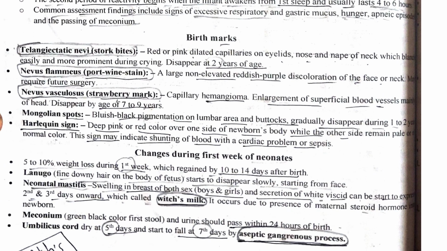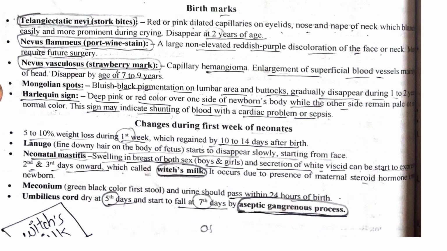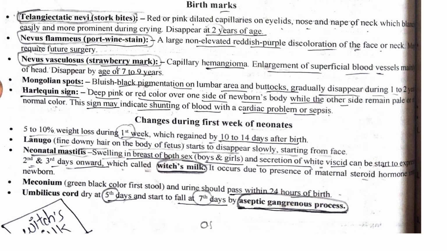Next, nevus vasculosus, strawberry mark, capillary hemangioma: enlargement of superficial blood vessels, mainly of the head, disappears by the age of 7 to 9 years. Then Mongolian spot: bluish black pigmentation on the lumbar area and buttocks, gradually disappears during 1 to 2 years. Then Harlequin sign: deep pink or red color over one side of the newborn's body while the other side remains pale or of normal color. This sign may indicate the shunting of blood with a cardiac problem or sepsis.